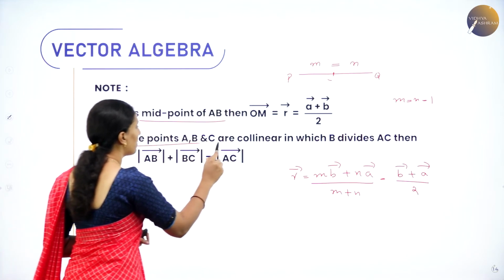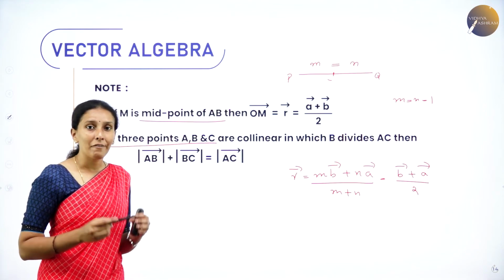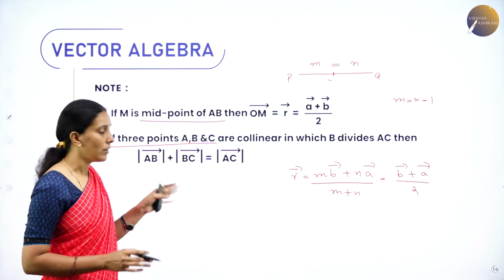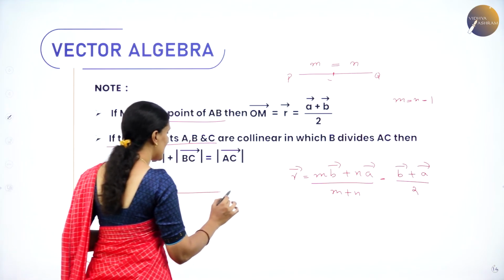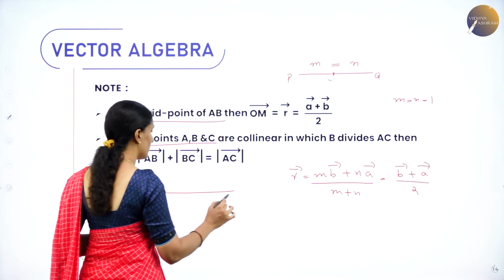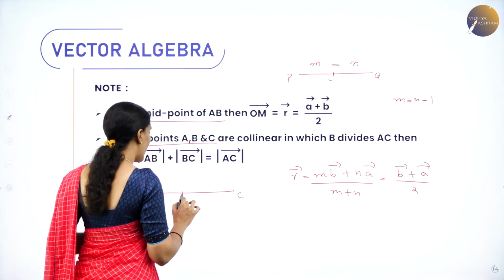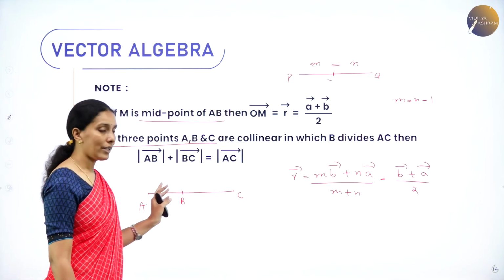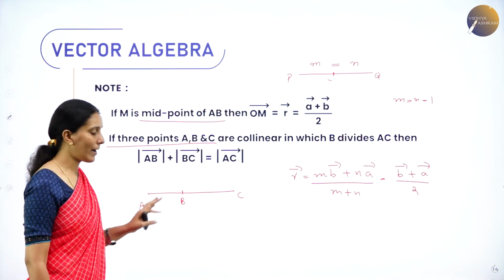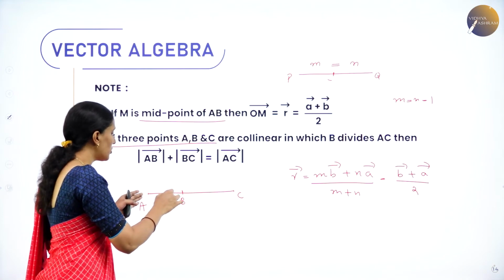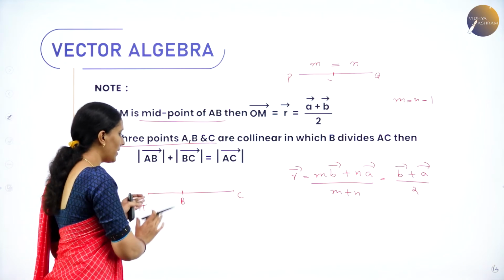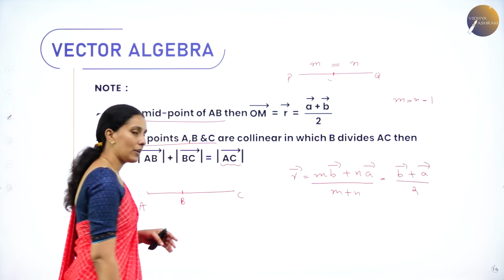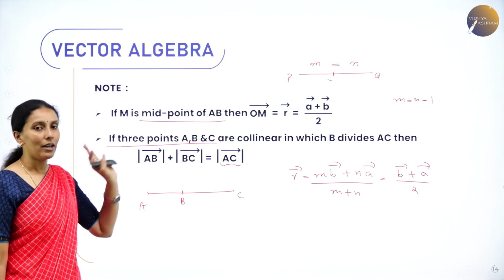Next, if 3 points are collinear, how do we show that they are collinear? If we have a line AC here, and a point B divides the line in the ratio m is to n, here the ratio doesn't matter. But if the magnitude of AB, that is the length of AB, plus the length of BC is equal to the magnitude of AC, then they are collinear.